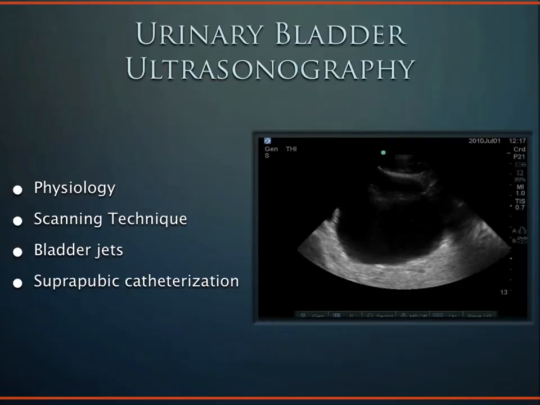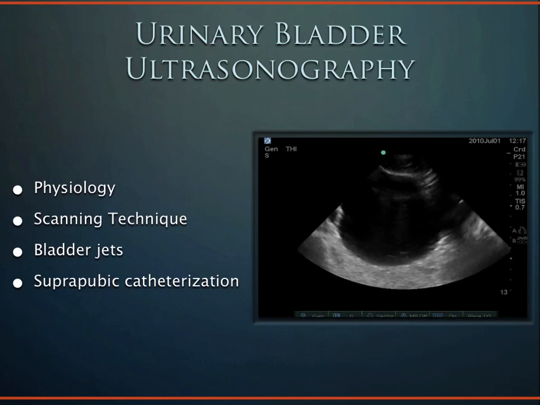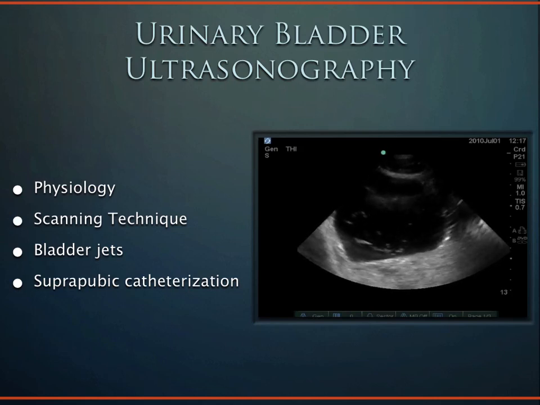We're going to change gears now and talk about the bladder. We're going to move from the kidney and skip the ureters because we can't see them, and we're going to go down to the bladder, okay? And we're going to talk about the physiology of the bladder, some of the scanning techniques we use to look at it, and bladder jets, as you're seeing here, this is a grayscale image of the bladder jet from the ureter into the bladder. Then we're going to talk about a little clinical correlate that we're going to do with suprapubic catheterization.